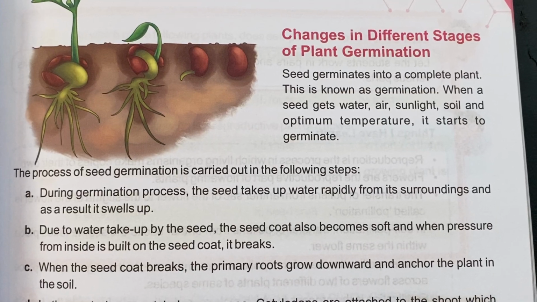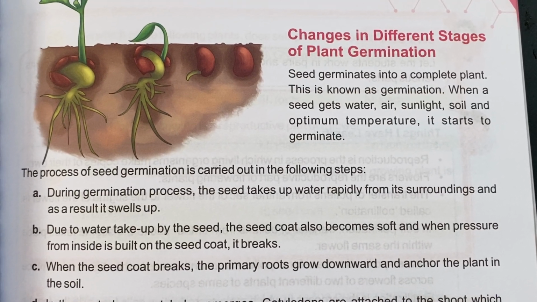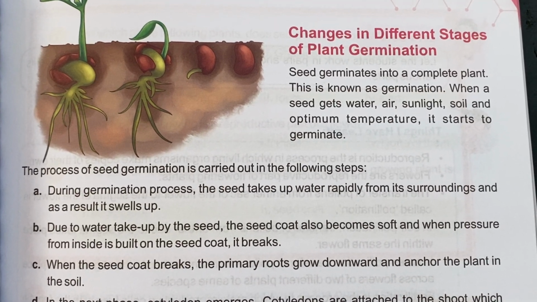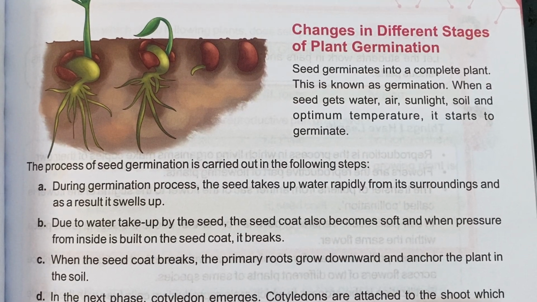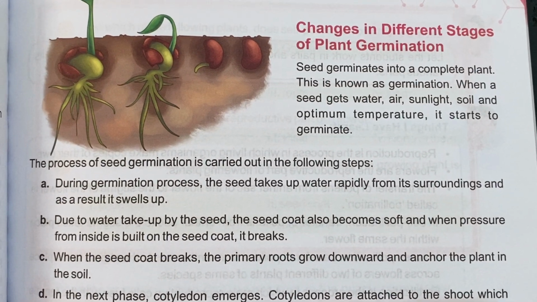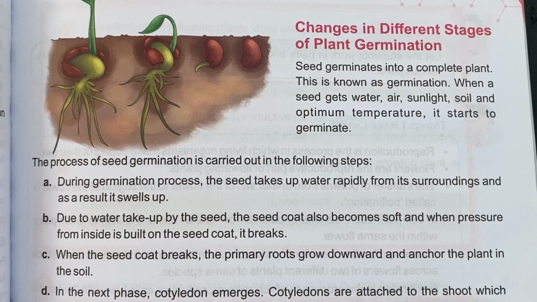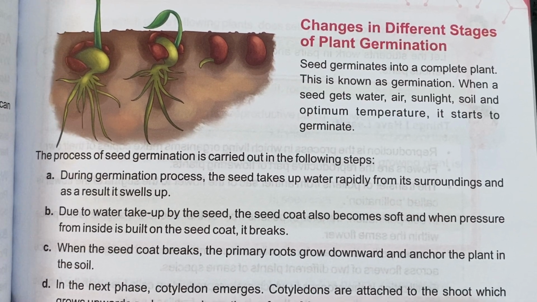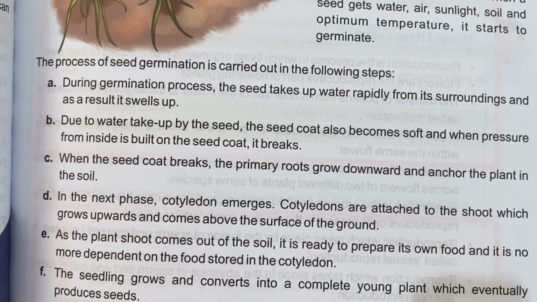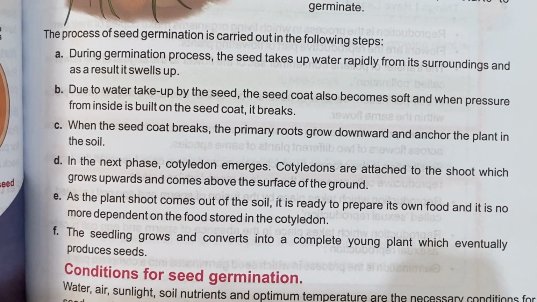Changes in different stages of plant germination. A seed germinates into a complete plant. This is known as germination. When a seed gets water, air, sunlight, soil and optimum temperature, it starts to germinate. The process of seed germination is carried out in the following steps.